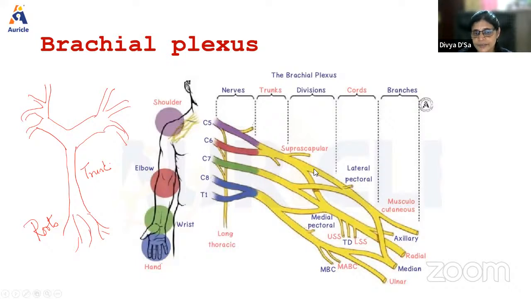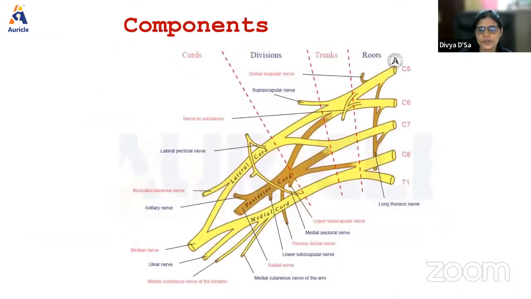The anterior divisions of the upper trunk and the middle trunk join to form the lateral cord. The anterior division of the lower trunk continues as the medial cord, and the posterior divisions of all the 3 join to form the posterior cord. So there is a lateral cord, medial cord, and a posterior cord. These are the 3 cords, and the cords will further give branches. So this is how we see the roots, the trunks, the divisions, the cords, and the branches.